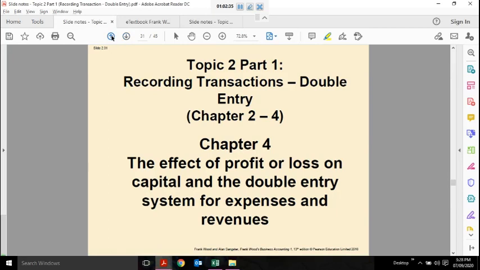So that's it for chapter 3, how to record your inventory, which basically involves your sales account, purchases account, return inwards, and return outwards. The last part, chapter 4, you will look into the effect of profit or loss on the capital, and also the double entry system for expenses and revenue.